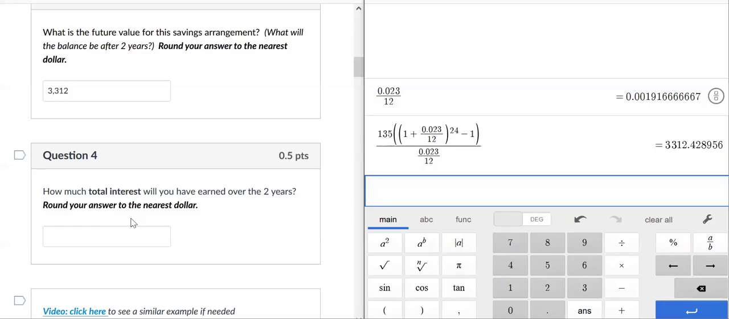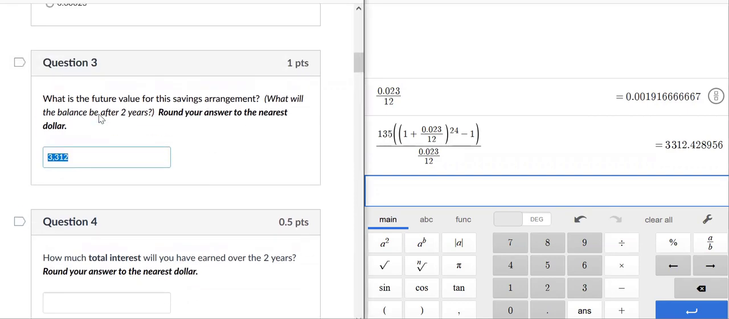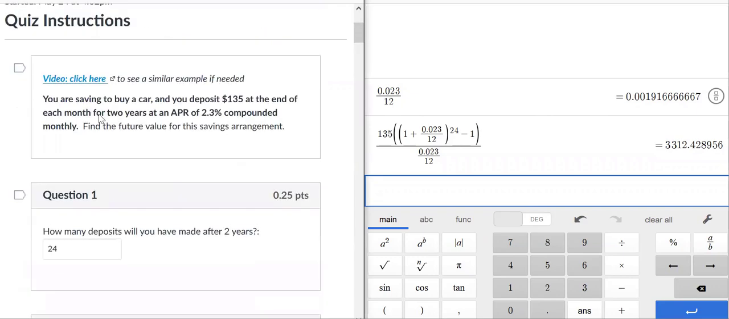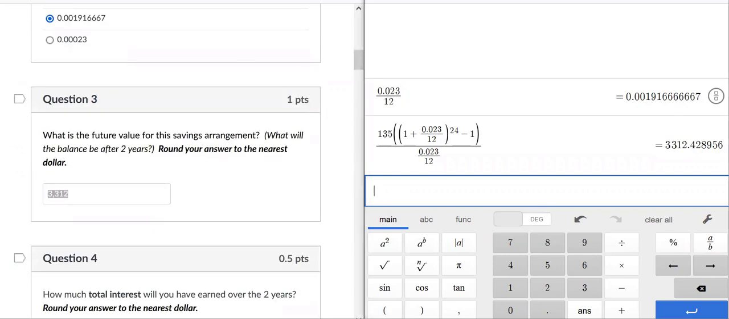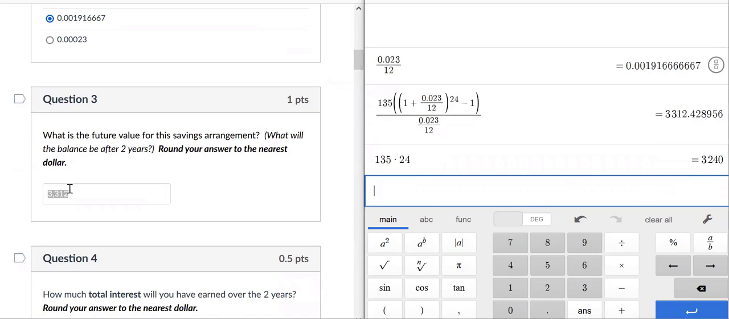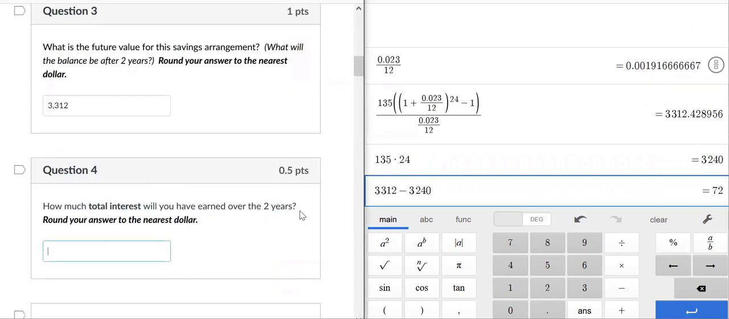So the last part is how much total interest will you have earned over the 2 years? Not much, because it's just what we end up with, subtract what we put in. What we put in is $135 every month for 2 years, so 135 times 24 months. You put in 3,240 and you end up with 3,312. Just subtract that, 3,240, and $72 is your interest, and that's it.